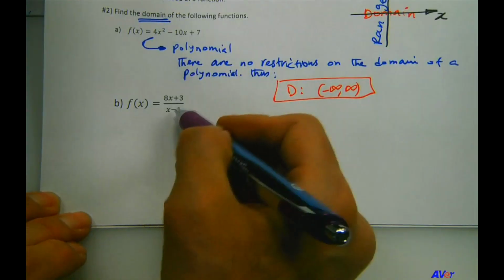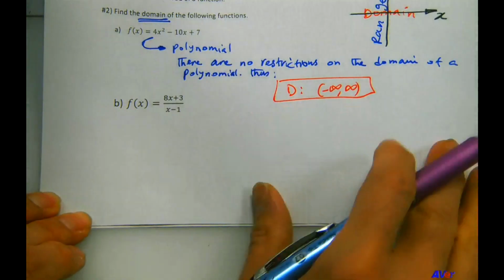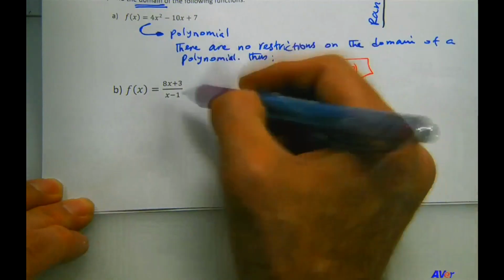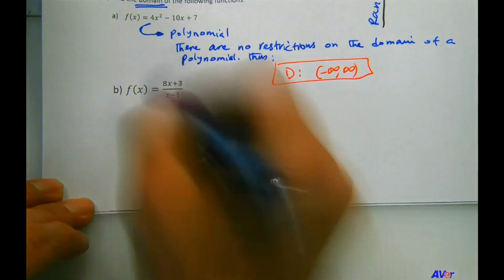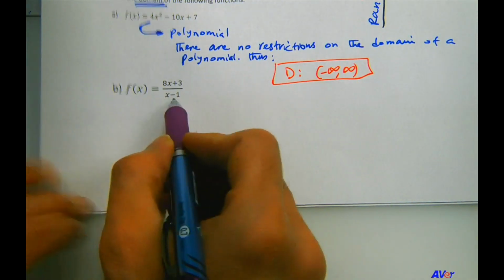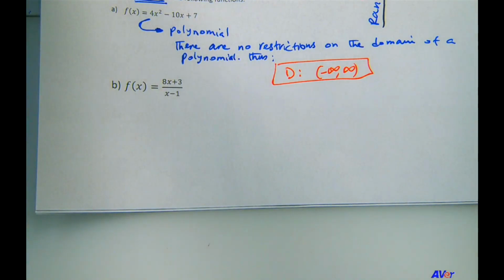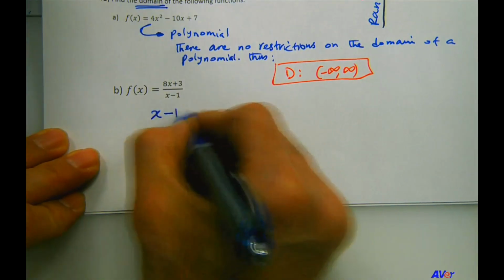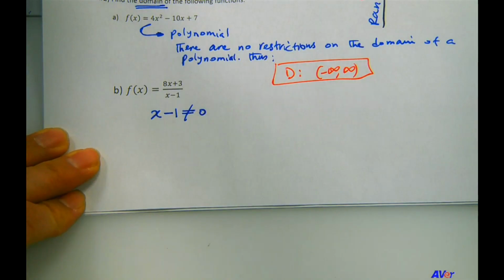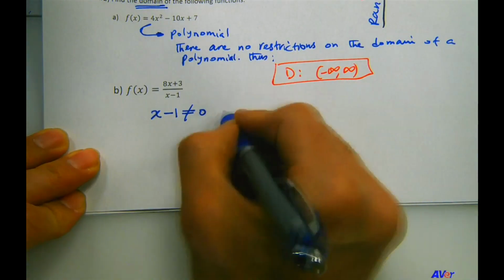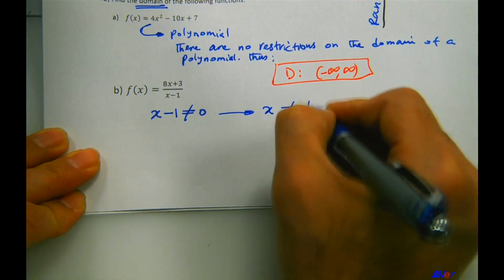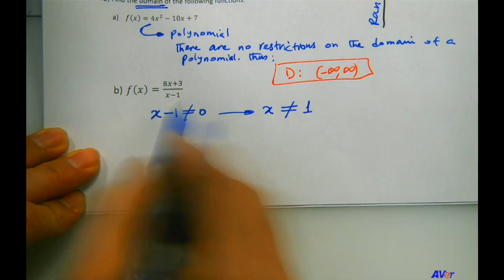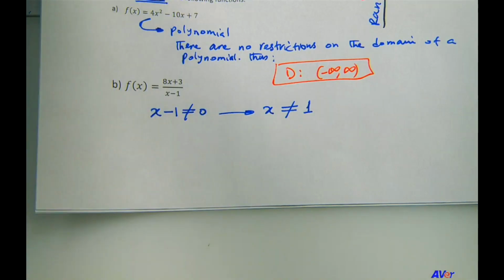Now this one is not a polynomial. This is a rational expression. Now the restriction on the domain, or x-axis, comes from the fact that we cannot have a 0 in the denominator. So x minus 1 cannot be equal to 0. We know that. It would make the whole function undefined. So x cannot be equal to 1. So the restriction on the domain here is that the only value that is not acceptable is the number 1.